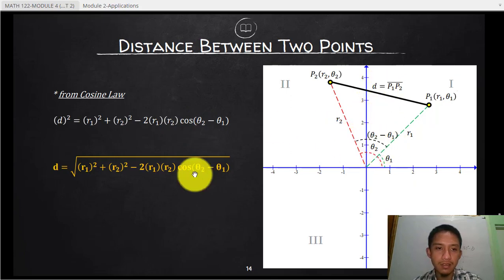Okay, so that is our cosine law. Isn't it? This R1 and R2 are the given sides, minus, of course, 2 times that R1, R2 cosine of the angle between them. Again, how do we get that angle between them? It is this theta 2 here, the bigger angle, minus the shorter or smaller angle, and we will get the angle between. So theta 2 minus theta 1.